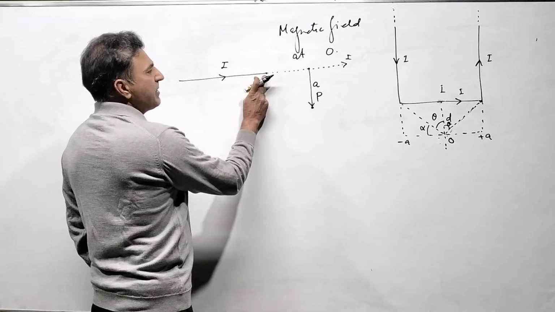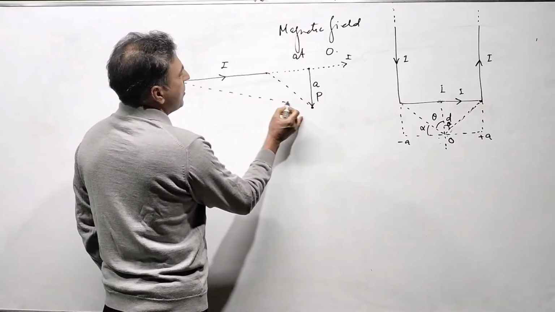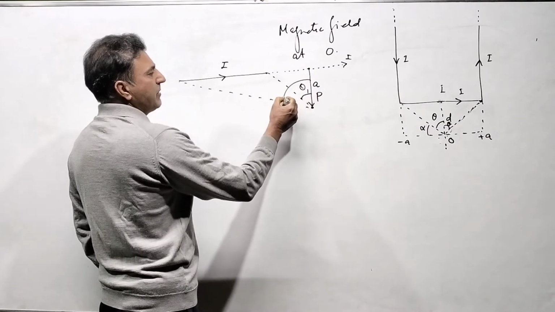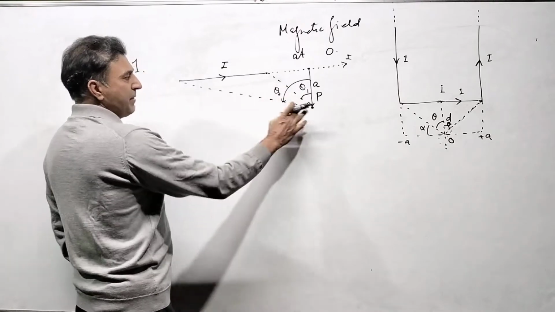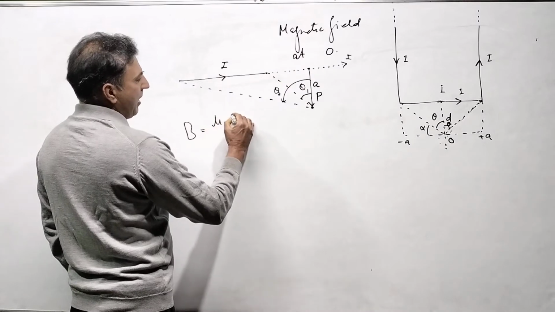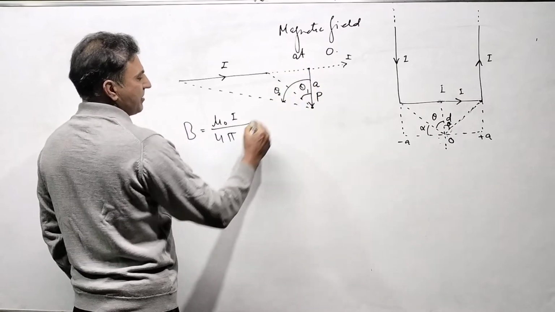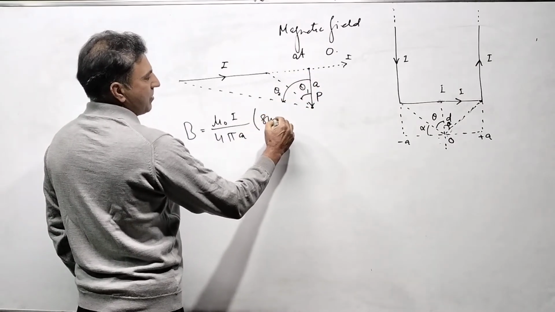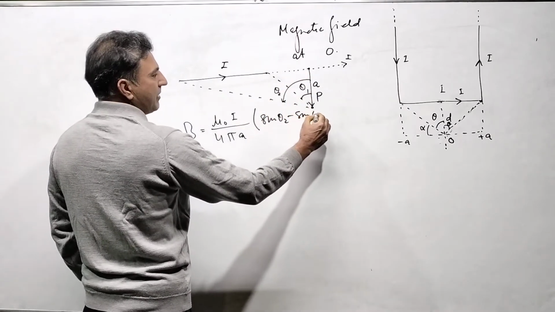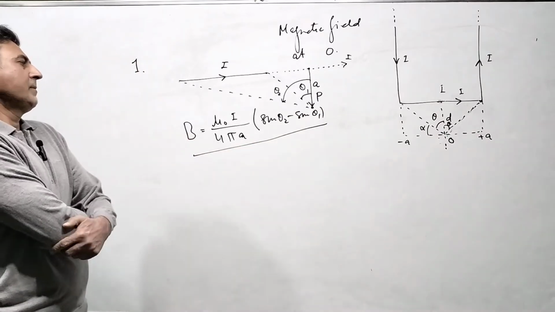So what we do is, this end of the conductor is connected like this, and this end is also connected like this by the dotted lines. This is angle theta 1, and this is angle theta 2. What is the magnetic field here? B equals, which is obviously inwards, mu 0 I divided by 4 pi A, where A is the shortest distance, times sine theta 2 minus sine theta 1. This is the formula.